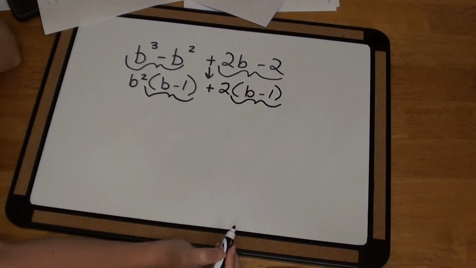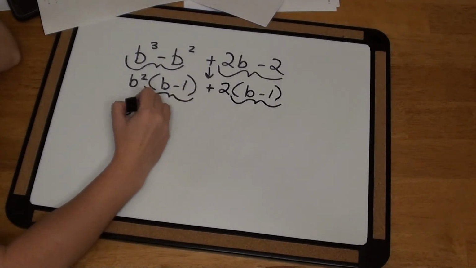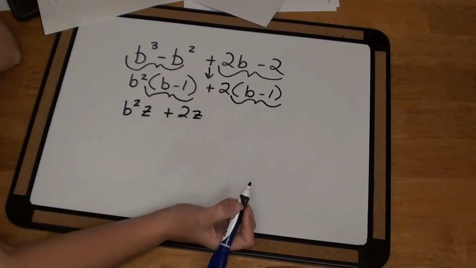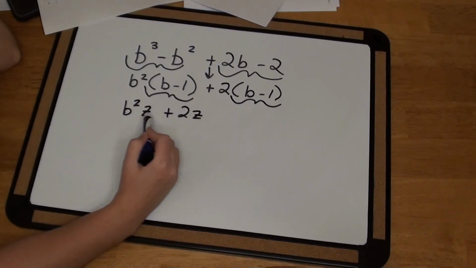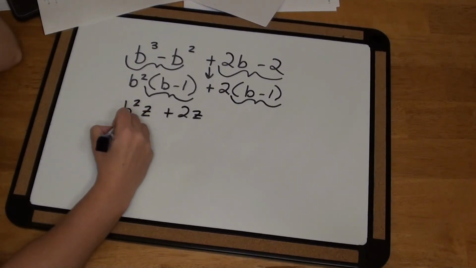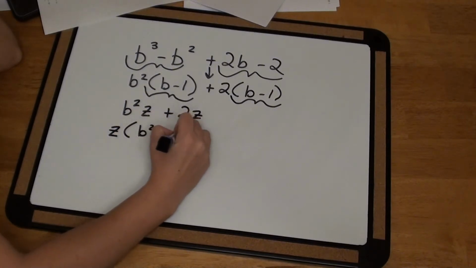Now, what would you do if instead of having a b minus 1 here, you had b squared z plus 2z? You would see that you have a common factor. The z is common. And since the z is common, we can take it out. So I would end up doing this, z times b squared plus 2.